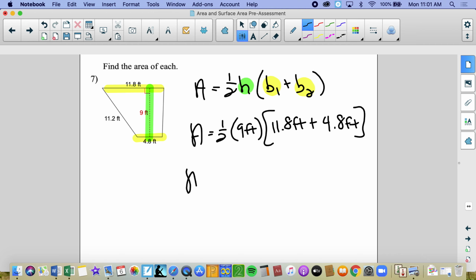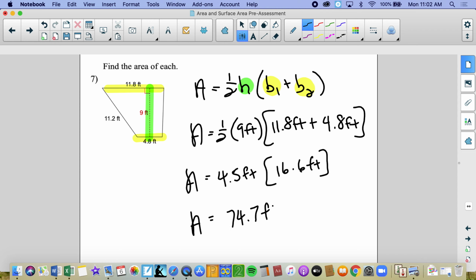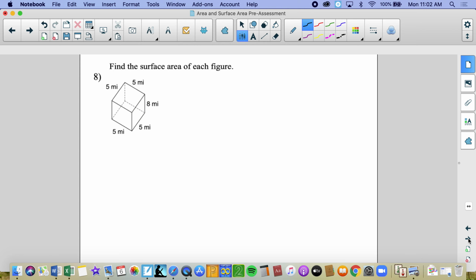All right, so we have 1/2 of 9 feet, which is 4.5 feet. And then we have 11.8 feet plus 4.8 feet, which gives me 16.6 feet. And then we're going to multiply 16.6 feet times 4.5 feet, and we get the area is 74.7 feet squared. That would be your trapezoid. So those are all of the area problems that you will see on the pre-assessment.